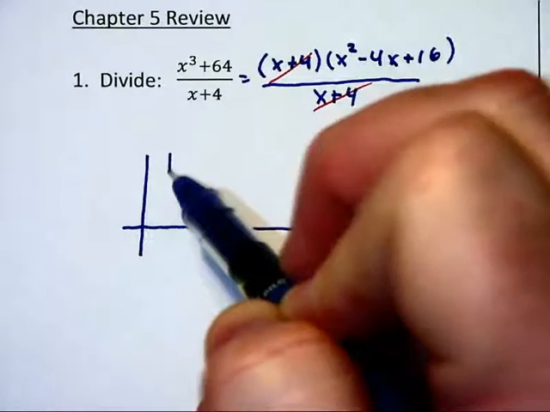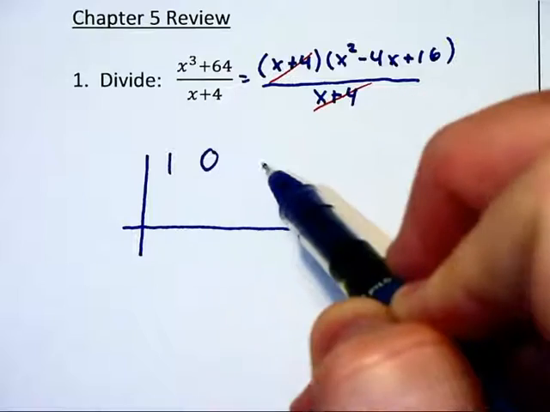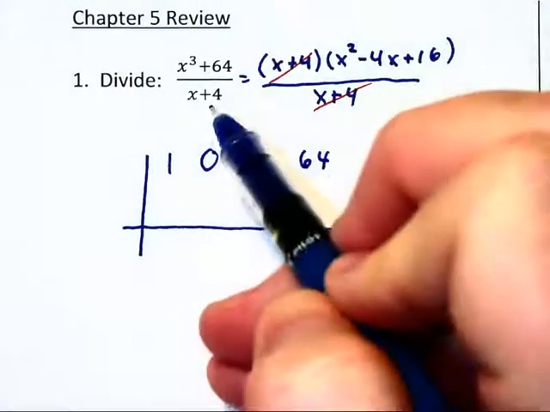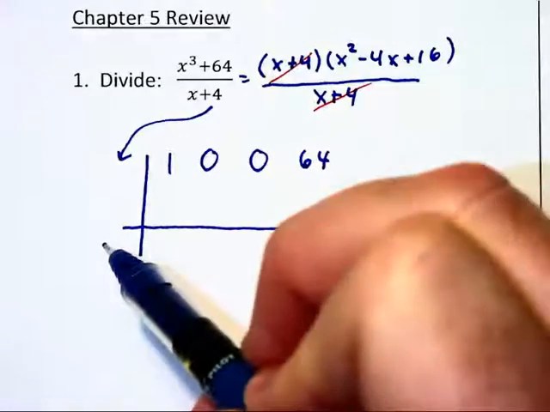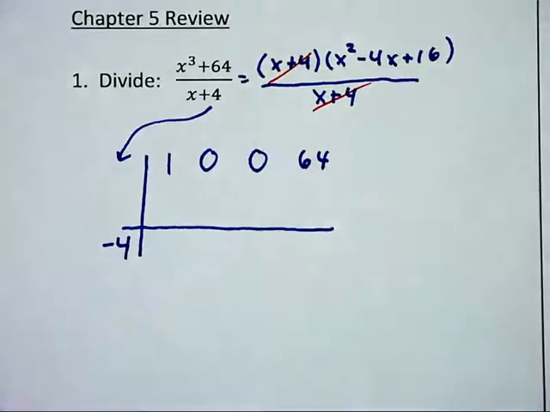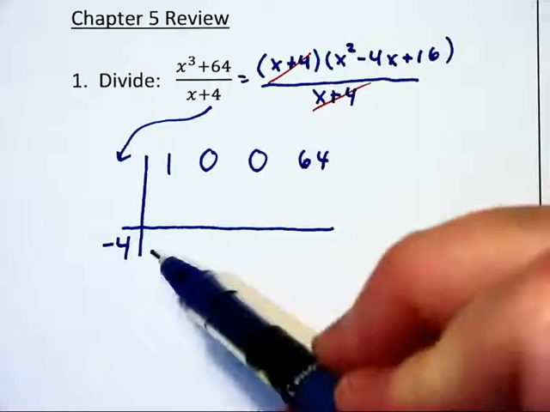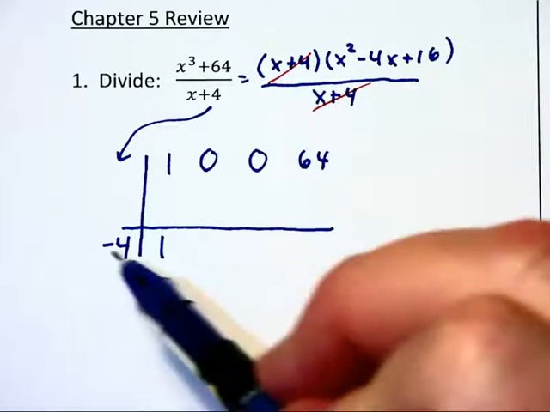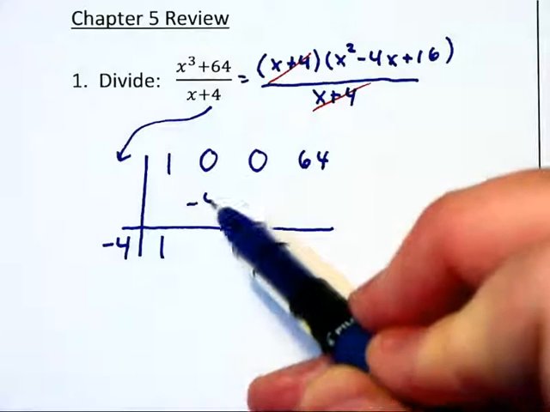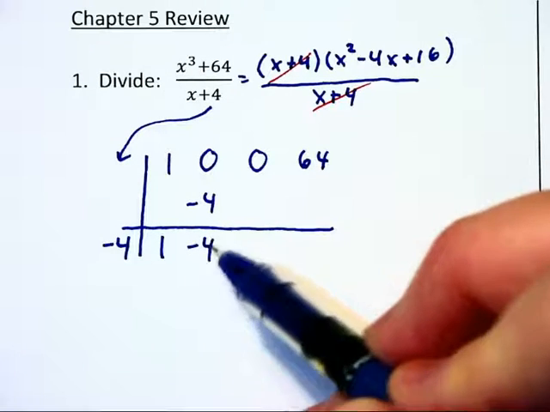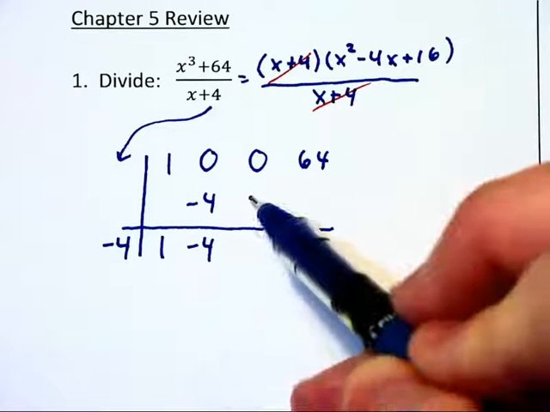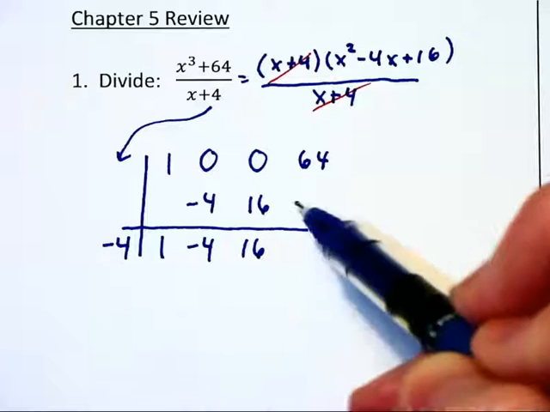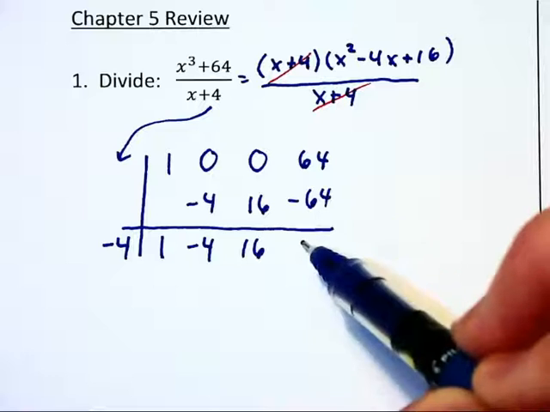We have 1x cubed, no x squared, no x's, and 64. We're going to change the sign of that 4 to a negative 4 as part of our synthetic division process. Bring down the leading 1 and begin this multiply and add process. Negative 4 times 1 is negative 4, and adding down we have negative 4. Multiplying we have 16, add down we have 16. Negative 4 times 16 is negative 64, add down and get 0.